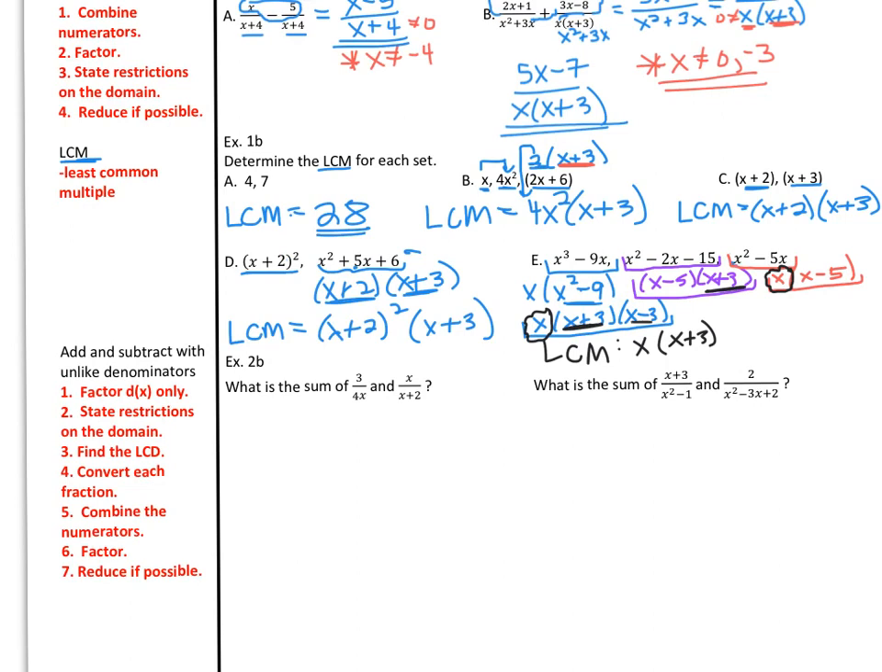I see this x minus 3, but it's not represented anywhere else, so that also needs to be included. Everything needs to be represented the most amount of times that it occurs. Here we have an x minus 5, but only to the first power, and an x minus 5 only to the first power. So that's all we need to create our least common multiple.